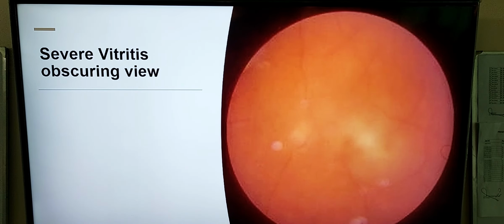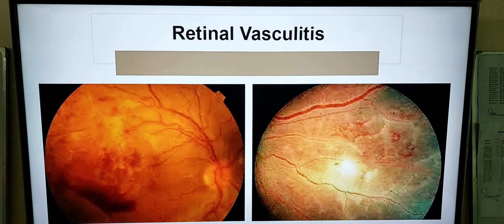So this is severe vitritis. You can see that there is a faint appearance of the blood vessels, but the fundus in general is hazy. That is because of vitritis.